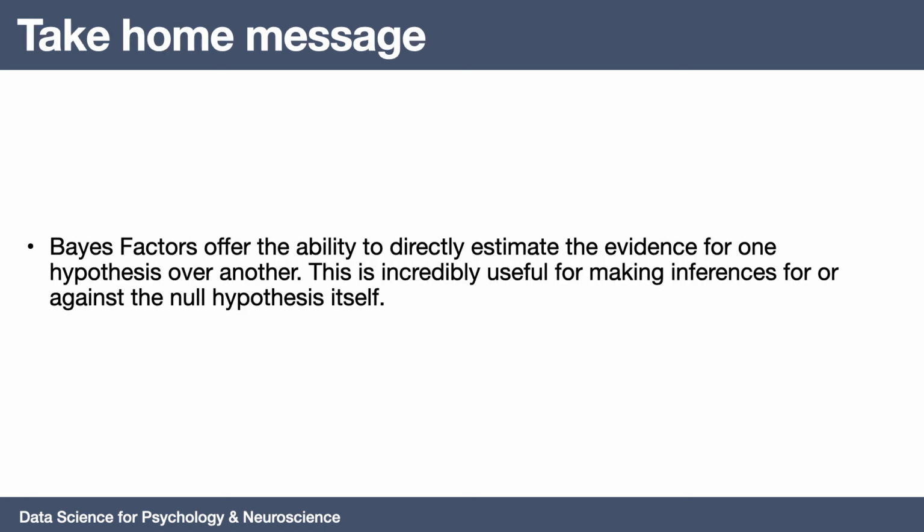So I hope this lecture's made clear that Bayes factors offer the ability to directly estimate the evidence for one hypothesis over another. This is incredibly useful for making inferences for or against the null hypothesis itself, for actually making inferences as to the likelihood of your null being true that you can't do with traditional null hypothesis test statistics. So this is one more tool to add to your arsenal for inferring your statistical results. Along with p-values, include Bayes factors, so you know not only the existence estimate of a null hypothesis or not, but the evidence towards or against it as well.